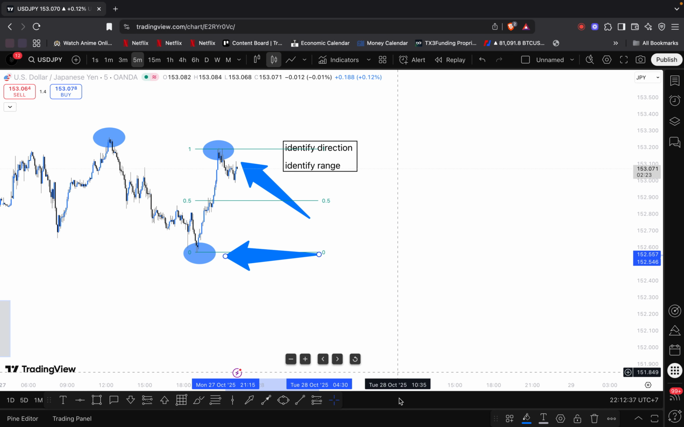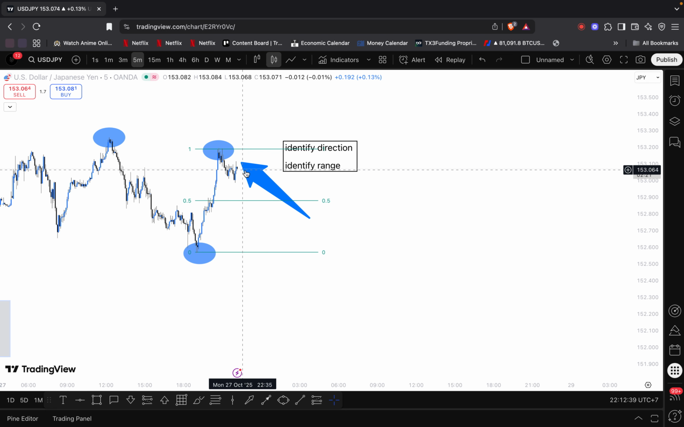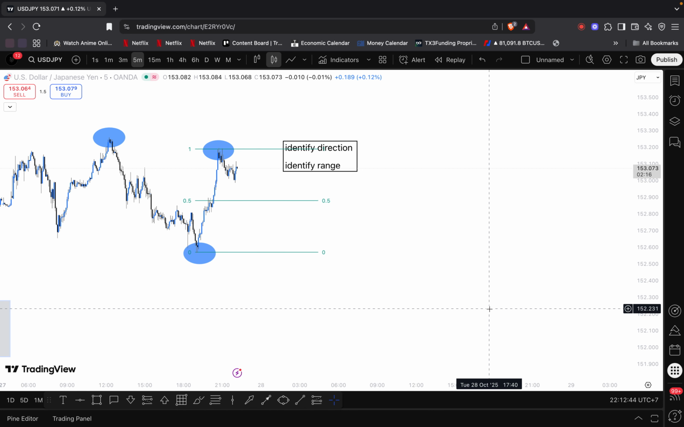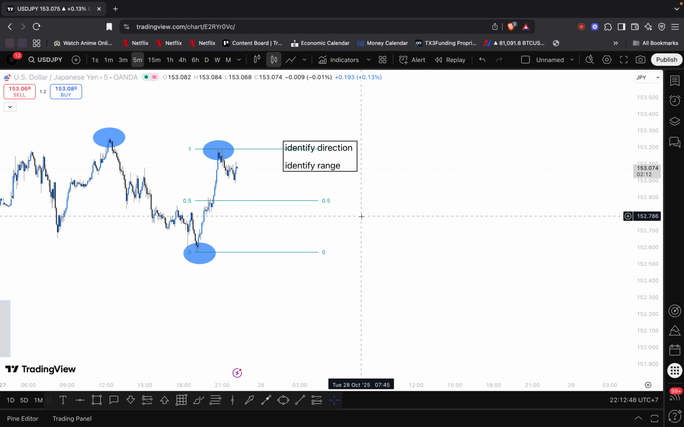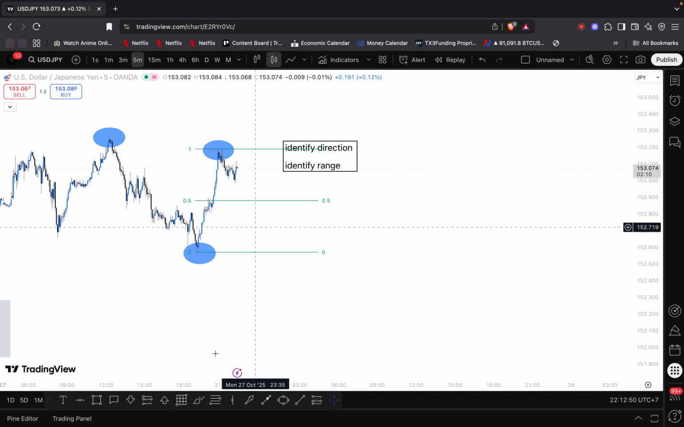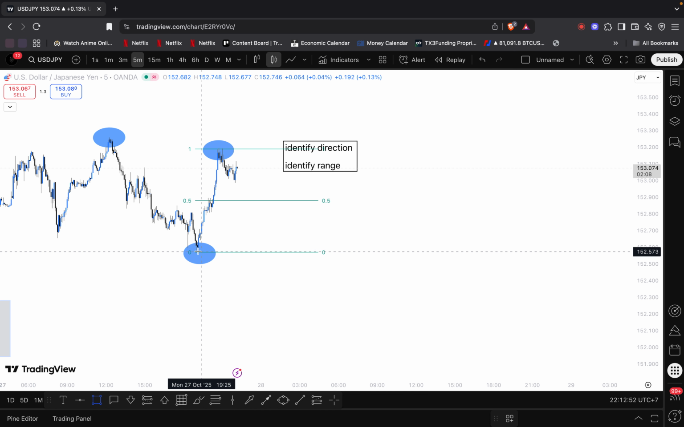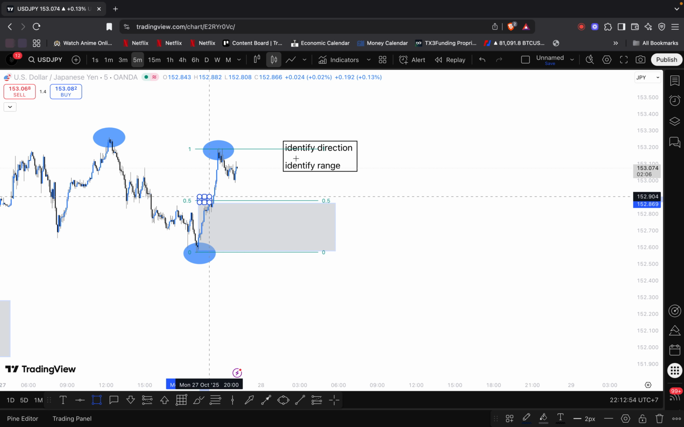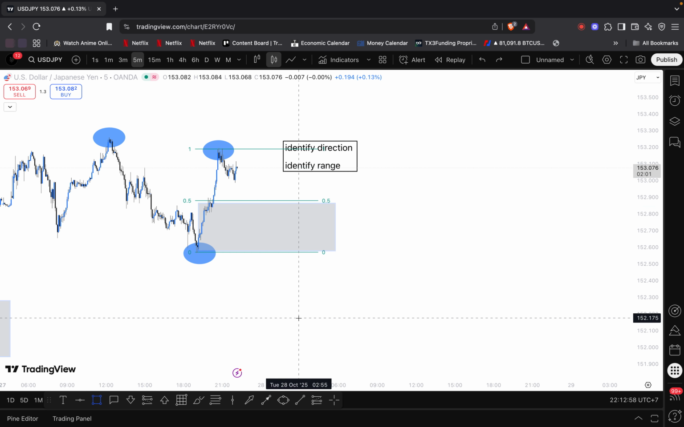So the middle line, you notice that there's 3 green lines, right? The middle green line represents 0.5, the half of the range, the middle of the range. The bottom half is where I'm looking for buying, and the top half is where I would look for selling, but I'm not selling. So the bottom is called the discount level.